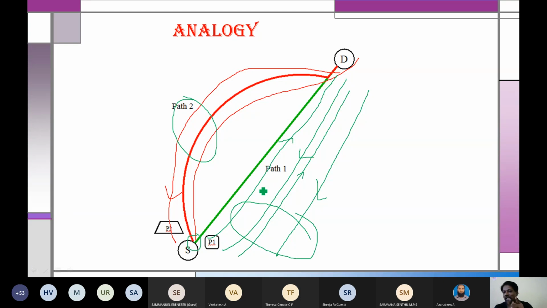This is actually stigmergy. That means indirect communication. There is no direct communication between them. Just seeing the wetness of the path, they can understand that this path is shorter. This is stigmergy, and this is an analogy which we are going to use in ant colony optimization. Hope you can understand this.